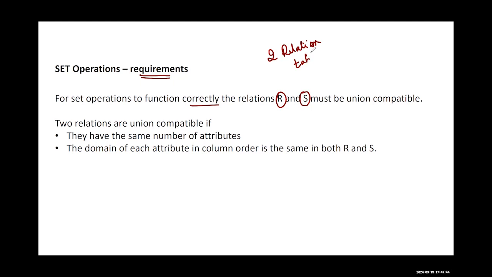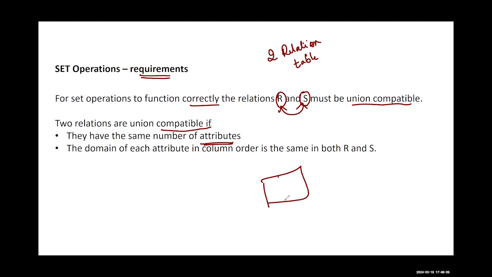So every time I talk about relation, remember I'm talking about tables. That is why we discussed the notation in the beginning. So for set operations to function correctly, the relations R and S, we are taking two examples, R and S must be union compatible. So what is that? The two relations are union compatible if they have the same number of attributes.